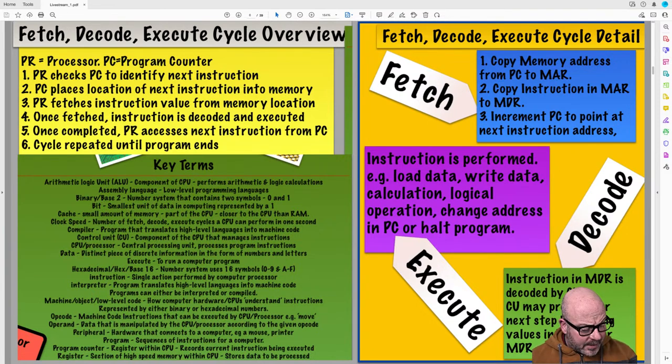All right, last bit is the execute, which is over here. So this is where whatever's being decoded, whatever the instruction actually is, this is where it happens. So the instruction is performed, and the instruction could be a whole host of different things. It could mean loading data, writing data. And don't forget, we're talking about reading and writing.